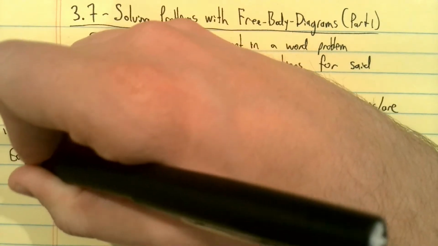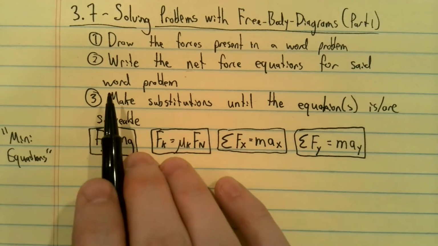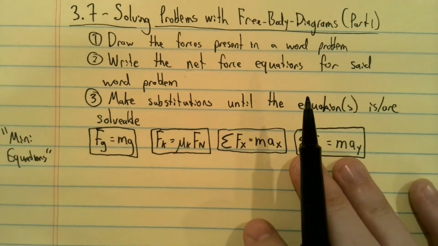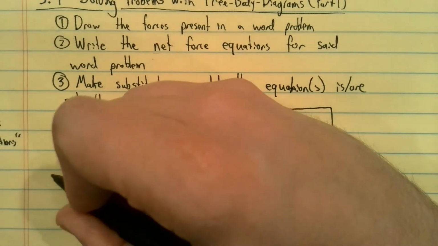The mini equations. So that's what step 3 is about. We're making substitutions until the equation is solvable. We're substituting in the mini equations until our net force equations are solvable. So here's a very theoretical example of what net force equations are. We're going to go with actually the most simple one.